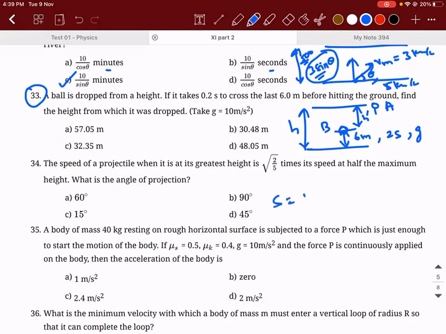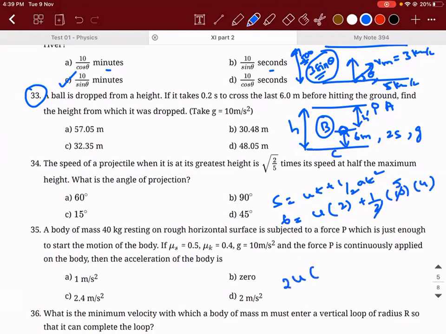So I can say s is equal to ut plus half at square. The initial velocity between the journey B and C would have been the final velocity between A and B. So what is the displacement? 6 is equal to u into the time, 2 seconds, plus half into acceleration due to gravity. If I take it as 10 into 4, this will go 5 times 5 into 2, 20. So u, 2u. Why am I getting a negative value?